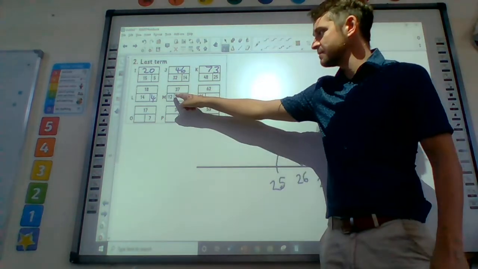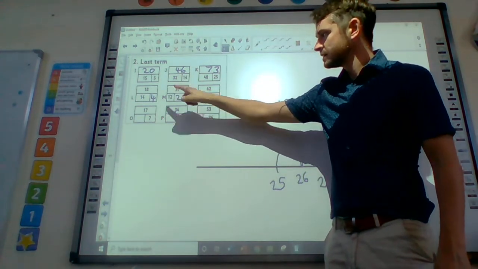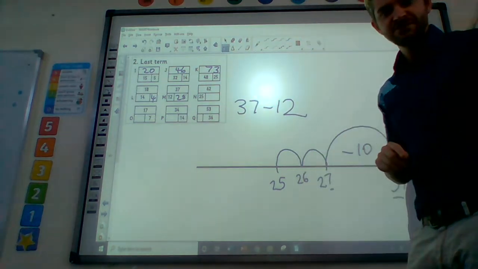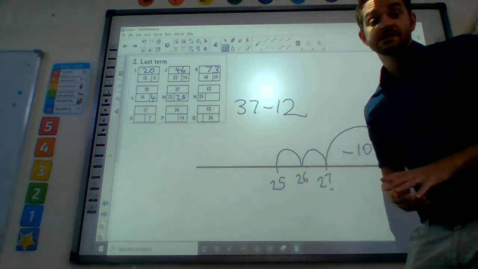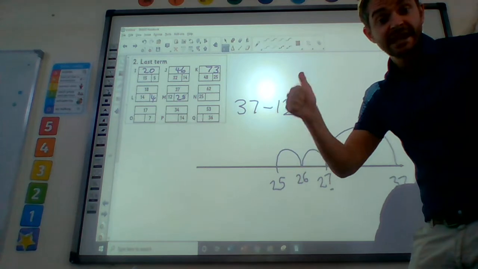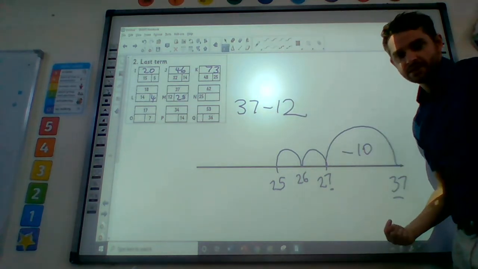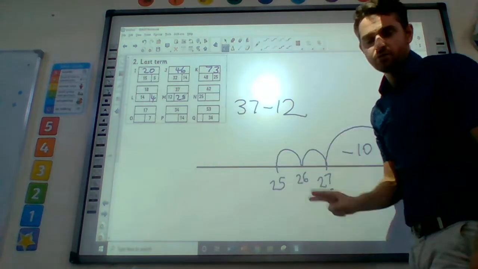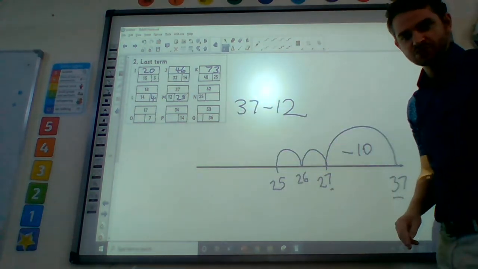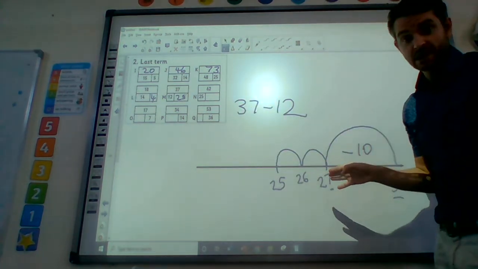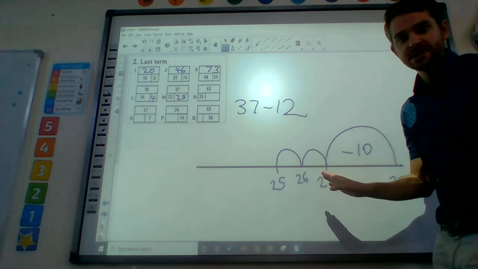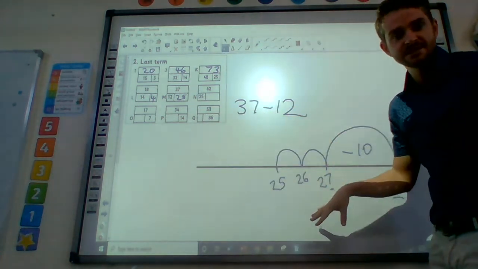25. The answer is 25. Were you right? If you were, brilliant. If you made a mistake, where did you make a mistake on your number line? Because we've got 4 more subtractions to do. So let's start looking for our mistakes and making sure we don't do the same mistake twice.